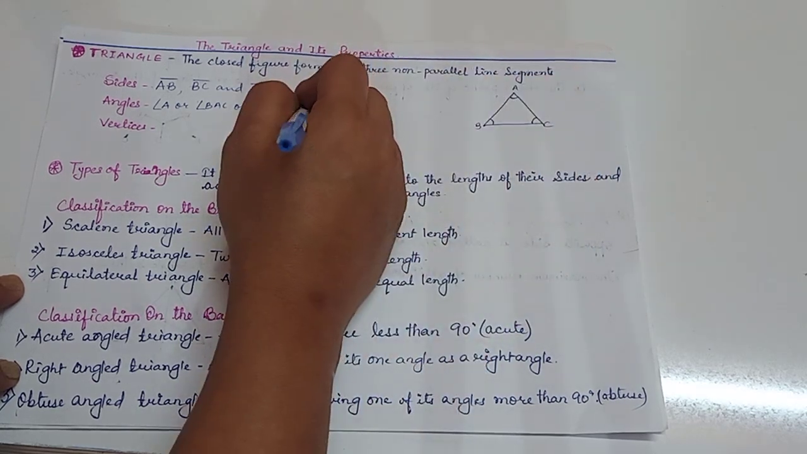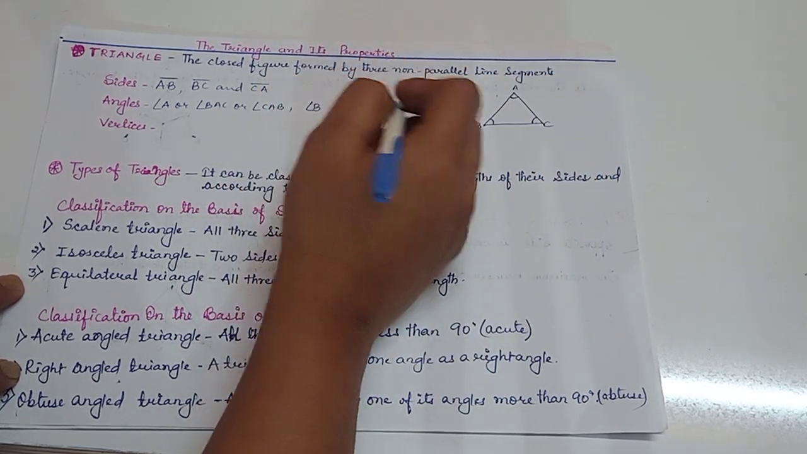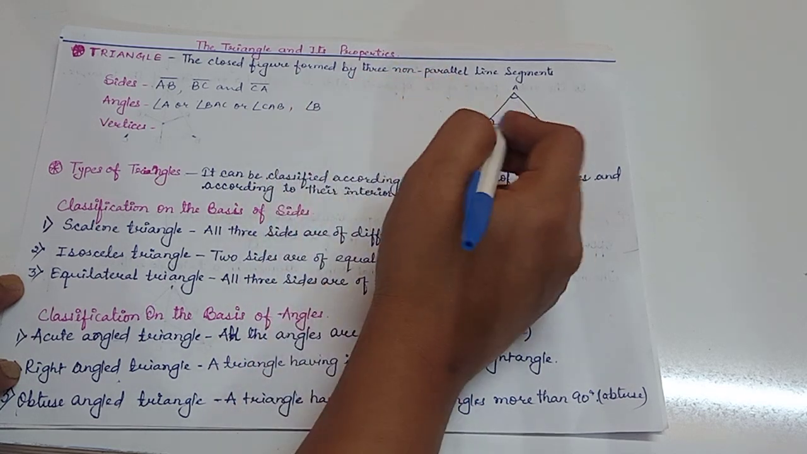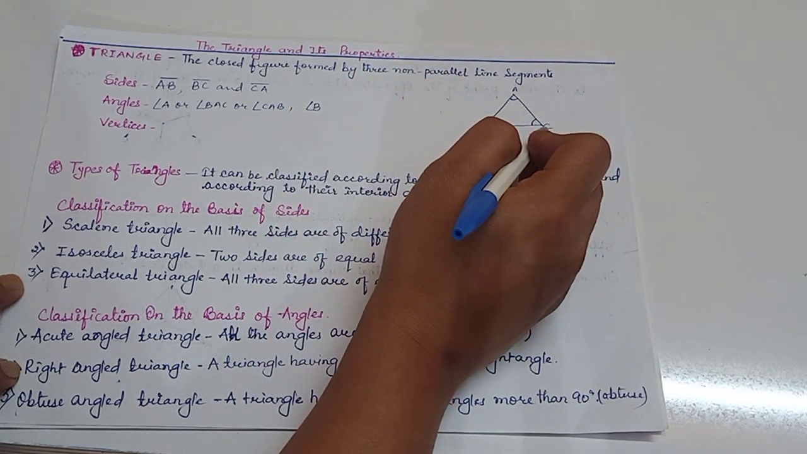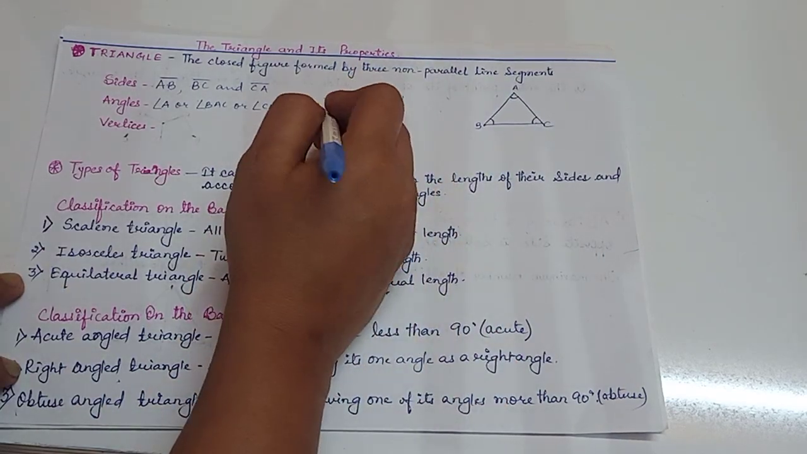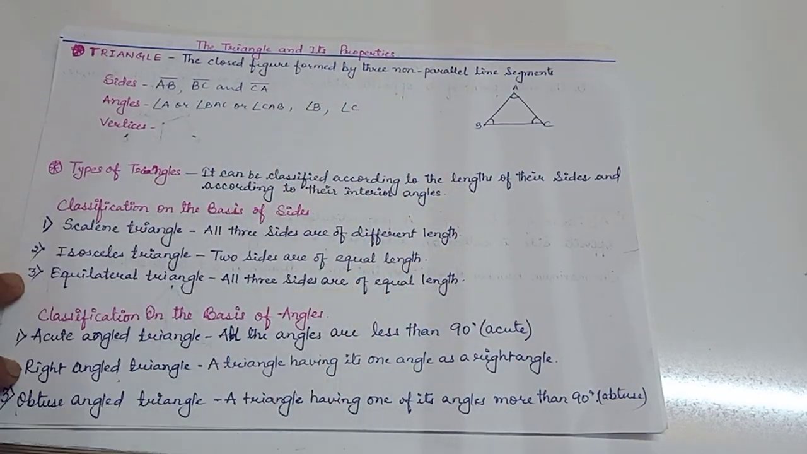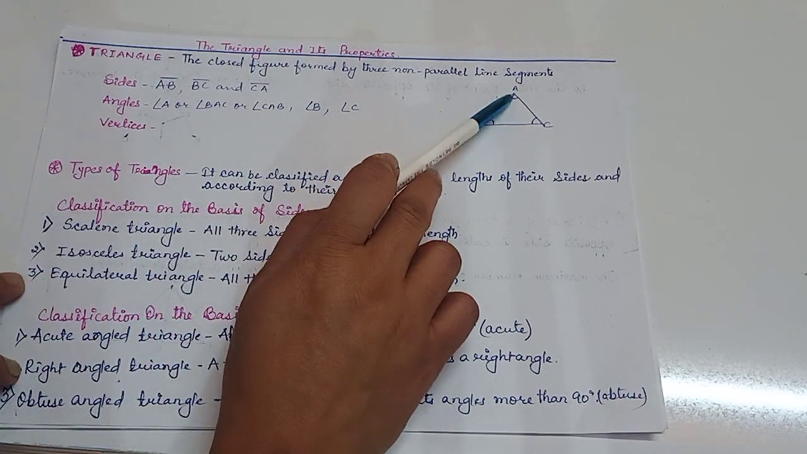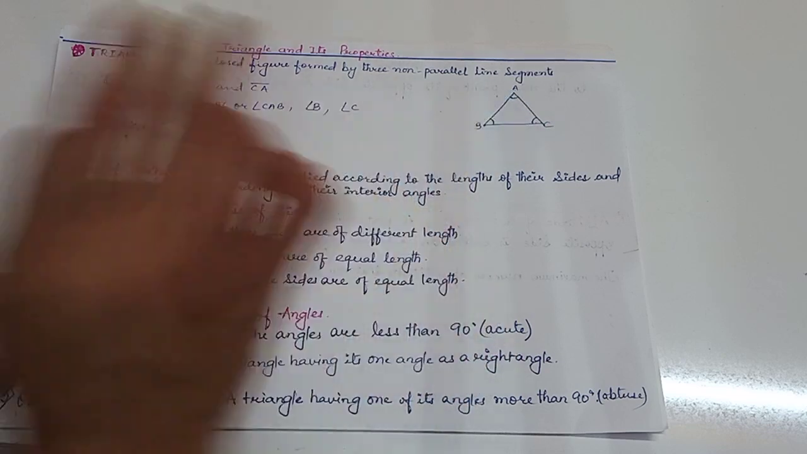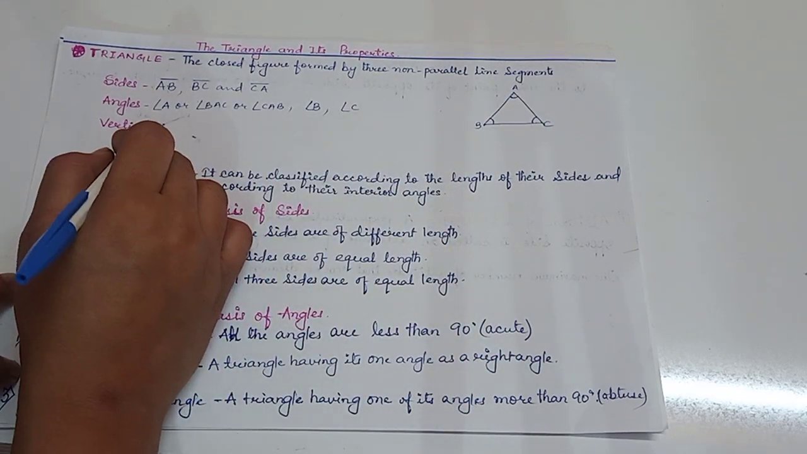Angle B, we can also write as CBA or ABC. Now the third angle is angle C. Angle C again we can write as angle ACB or angle BCA. Okay. Now coming to the vertices.